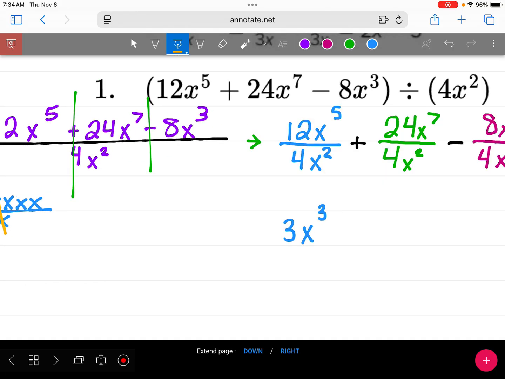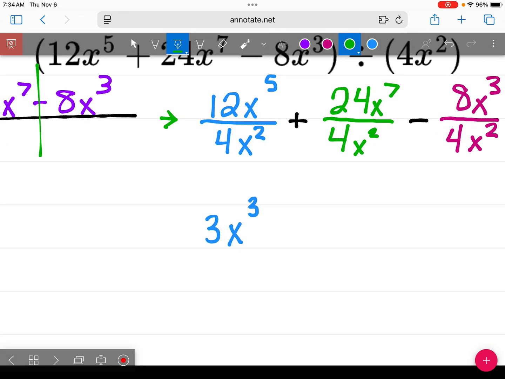Let's do the same thing with our green fraction over here. The plus sign in between is still going to come on down. It's just going to chill. We've got 24x to the 7th over 4x squared. What is that going to simplify down to be? What is 24 divided by 4? 6. What is x to the 7th divided by x squared? X to the 5th. 7 x's over 2 x's. 2 of those x's are going to cross out. We're left with 5 x's there.